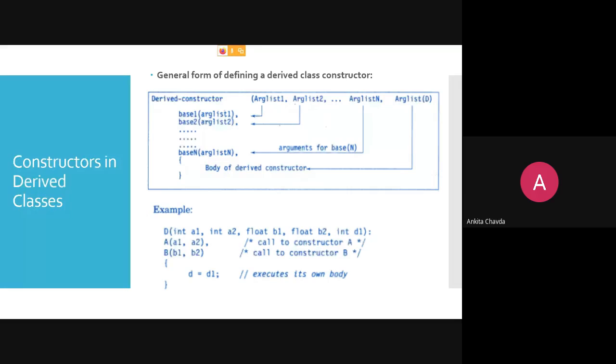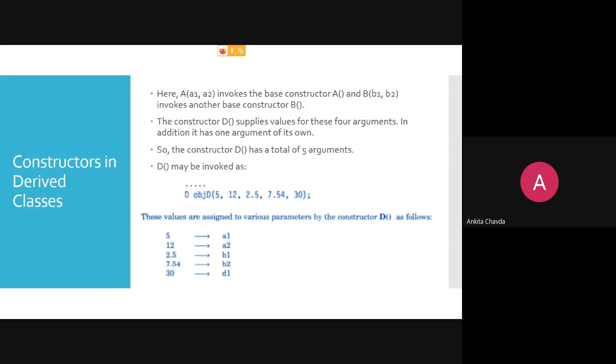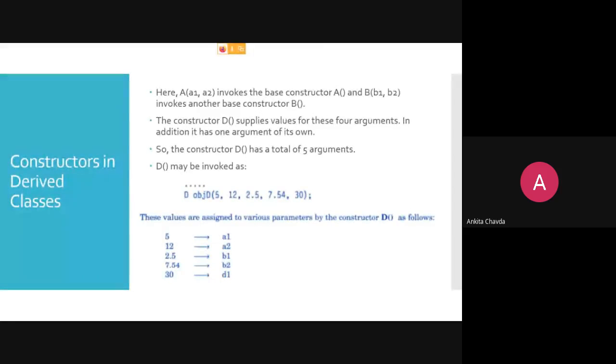And finally, in my constructor body, it is having one variable d, and d is equal to d1. This is what I am doing for my constructor. So here a1, a2 will invoke the base constructor of A, and b1, b2 will invoke another base constructor, that is class B. And the constructor D will supply the values for these four arguments. In addition, it has one argument of its own. So there are a total of five arguments with the constructor D.